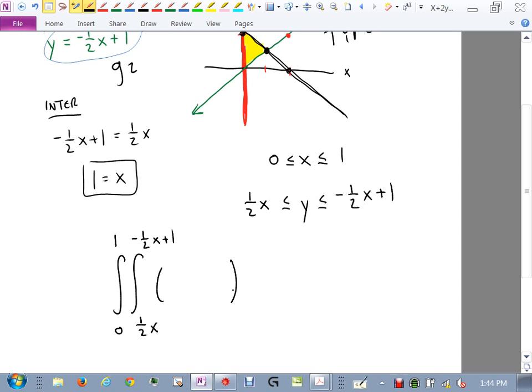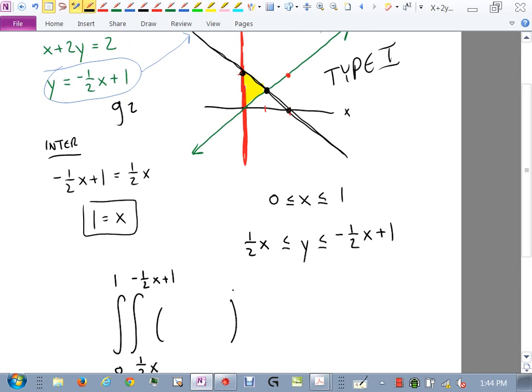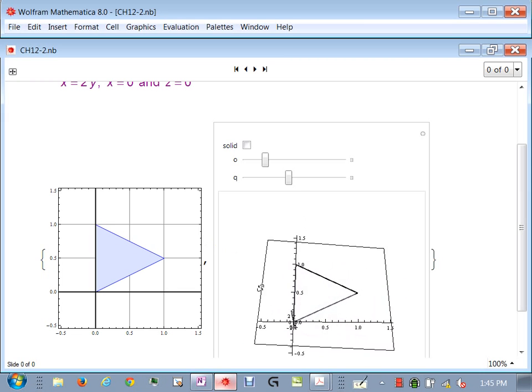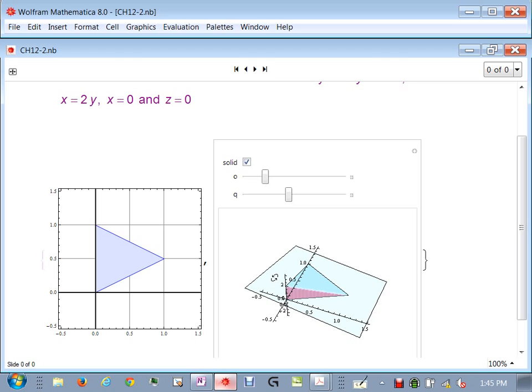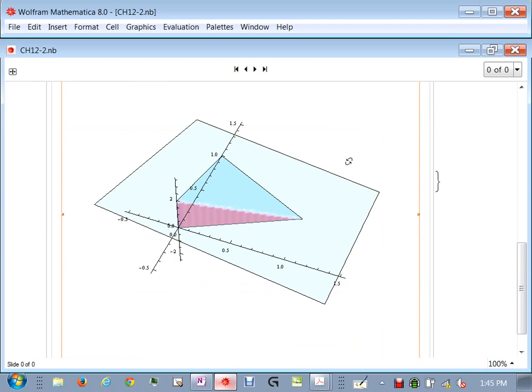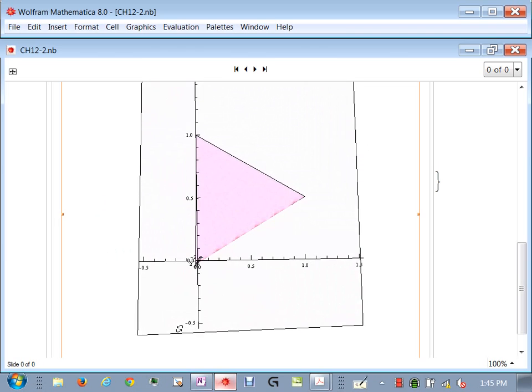But what is the integrand? We haven't really talked about that, have we? What is it? What's the thing above this that we're trying to find the volume below? So I think this is where Mathematica would come in. Here's our region on the ground, right? Okay, looking at it from the top.